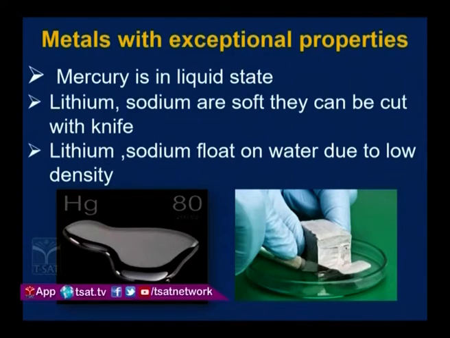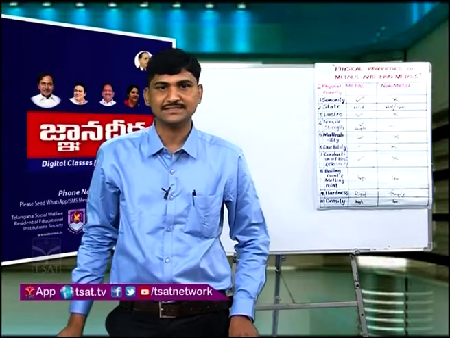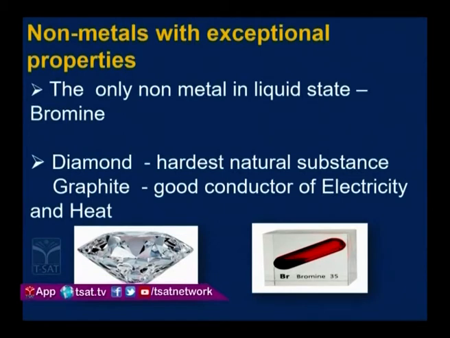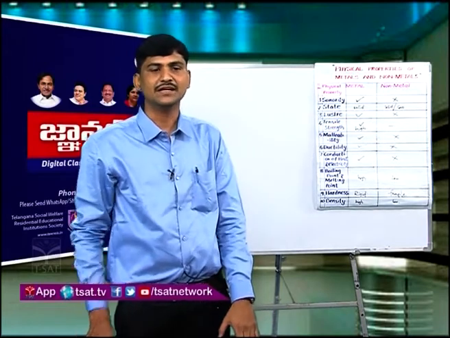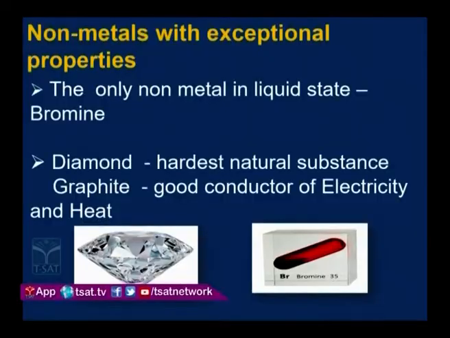Let us see now the exceptional properties of non-metals. Okay children, what we said about the physical state of non-metals is that it is either solid or gas. But there is an exceptional case. There is one non-metal which exists in liquid state at room temperature, that is bromine.